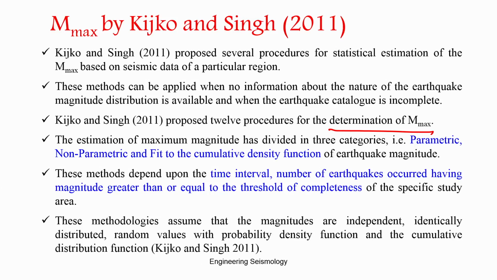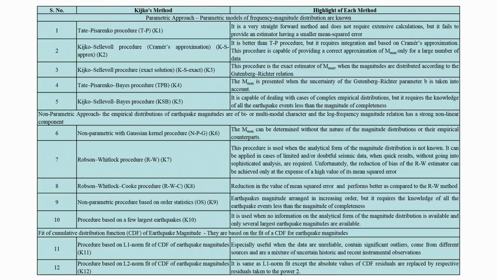This methodology assumes that magnitudes are independent, identically distributed random values with a probability density function and a cumulative distribution function. You can see here we have given the serial number of each method. For the parametric approach, each method has observations. It is a very straightforward method and does not require extensive calculation, but fails to provide estimates having a smaller mean square error.